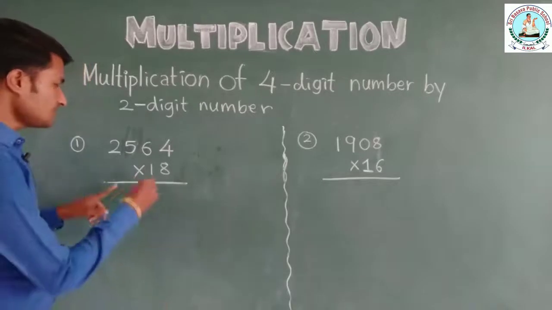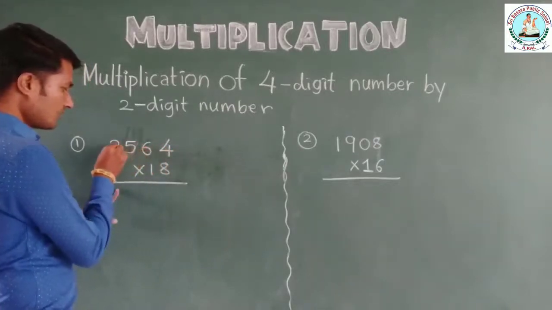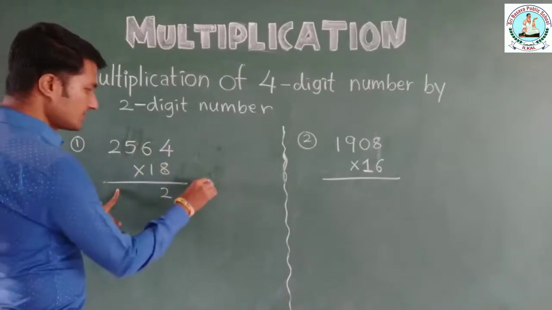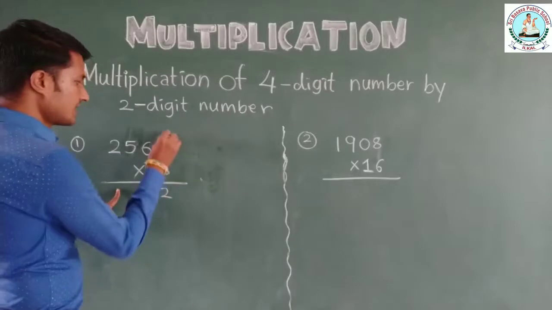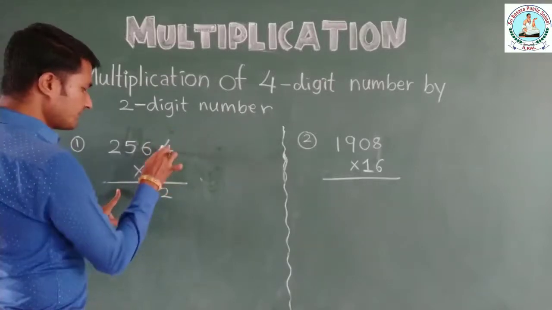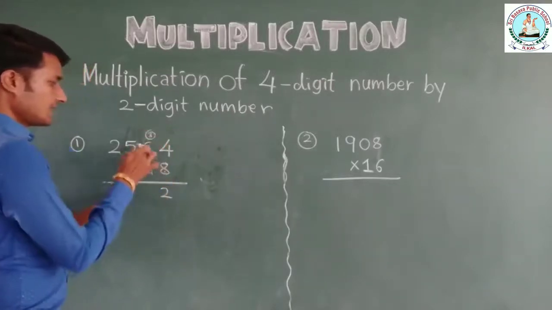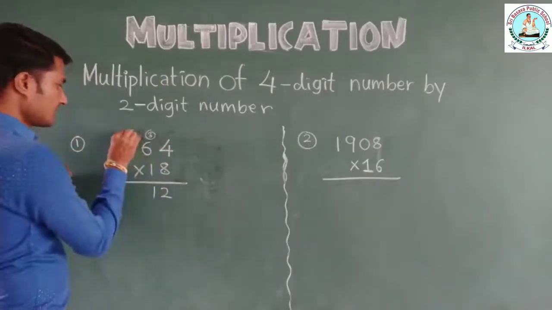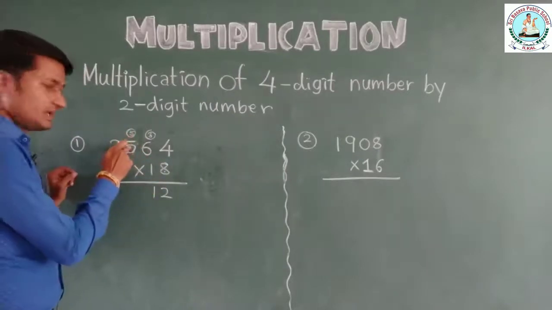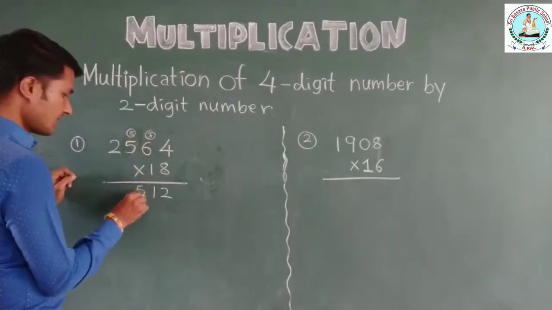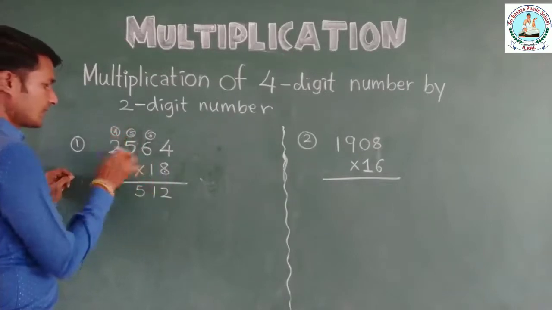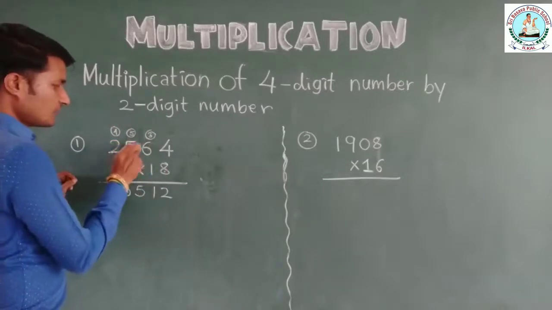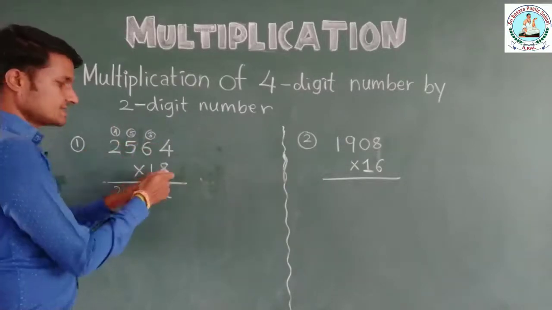So let's begin. First you have to multiply all 4 digits with this digit. So 8 4s are 32, write the carry over here. Then 8 6s are 48, then 48 plus 3 is 51, so write the carry over here. Then 8 5s are 40, then 40 plus 5 will be 45, and write the carry over here. So 8 2s are 16, 16 plus 4 will be 20. So multiplying these 4 digits with this digit is done now.